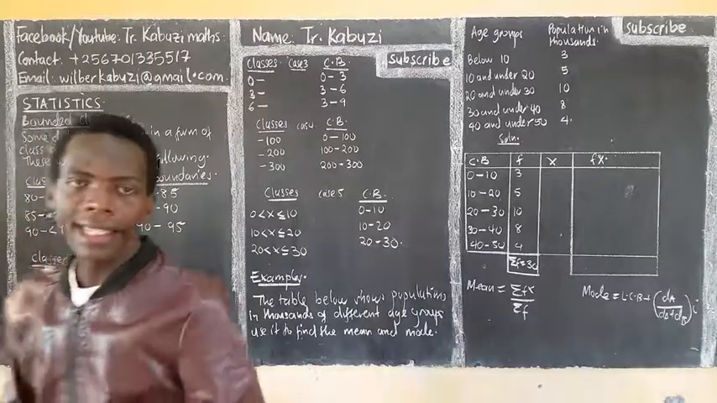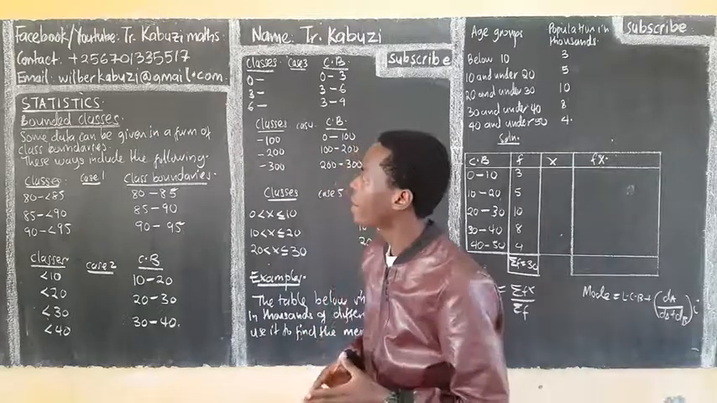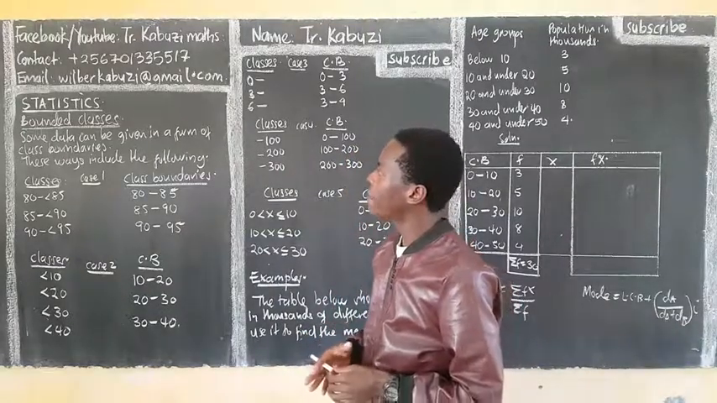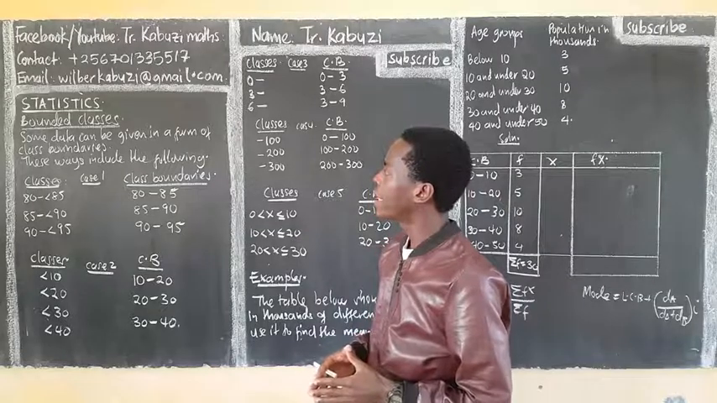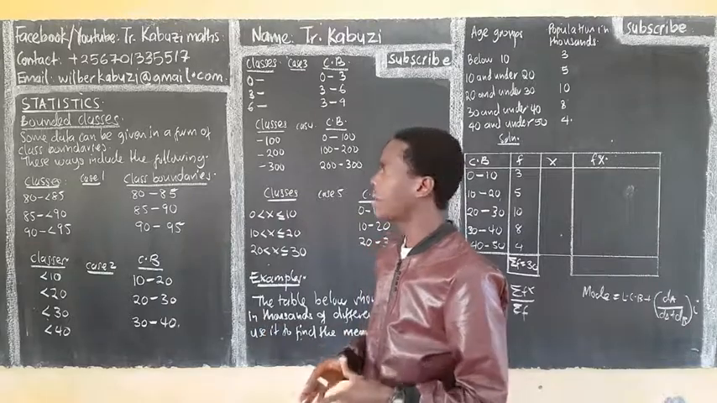So now members, in this lesson we are going to see bounded classes. What happens if you have bounded classes? Some data can be given in the form of class boundaries. These ways include the following. I'm going to exhaust and list all the ways.